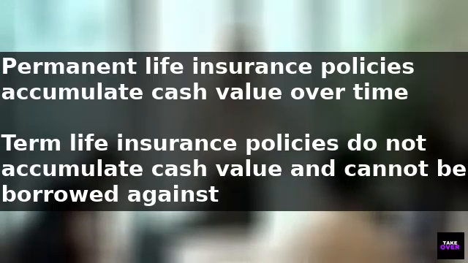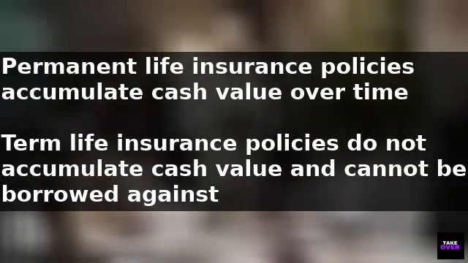As permanent life insurance policies, such as standard universal life, variable life, and whole life insurance, accumulate cash value over time that can be borrowed against. Whereas term life insurance policies do not accumulate cash value and cannot be borrowed against.